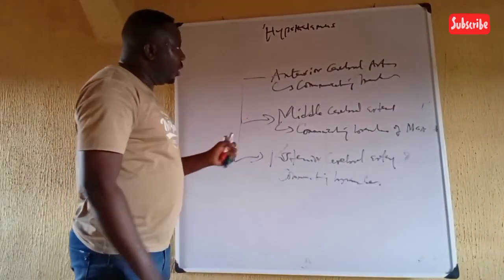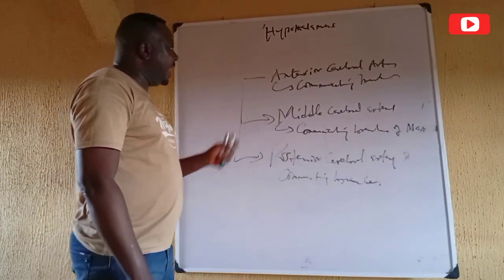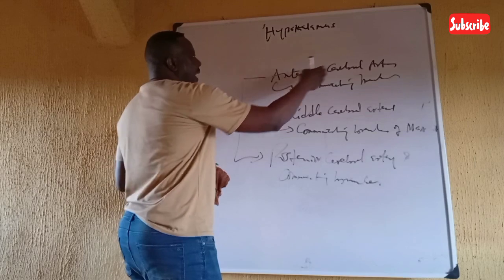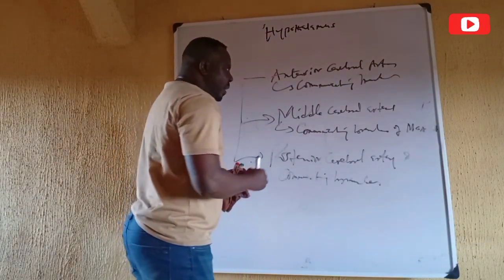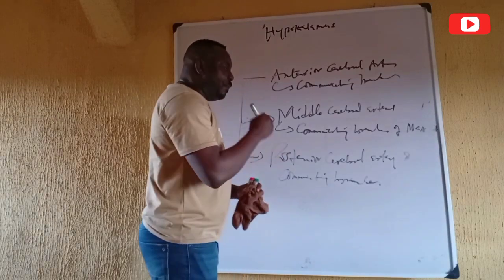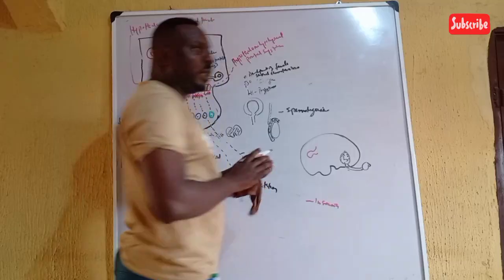So we have three major arteries and their communicating branches that actually supply the hypothalamus. They are the anterior cerebral arteries and its communicating branches, the middle cerebral arteries and its communicating branches, and the posterior cerebral arteries and its communicating branches.